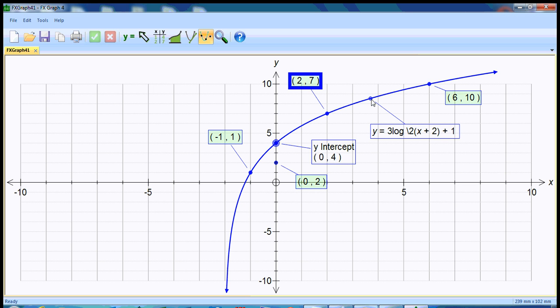Therefore, if we actually hover over it, we're guessing that it's going to be a 3 in the front there. And there it is, it's y equals 3 log base 2 of x plus 2, plus 1. Remember that slash 2 means base 2.